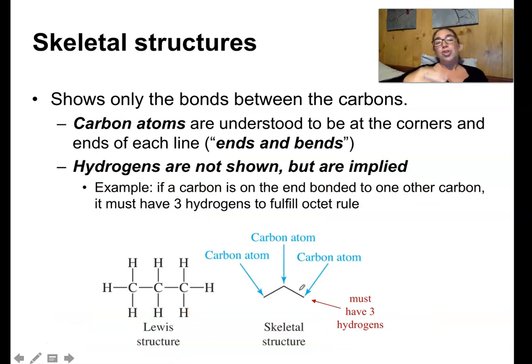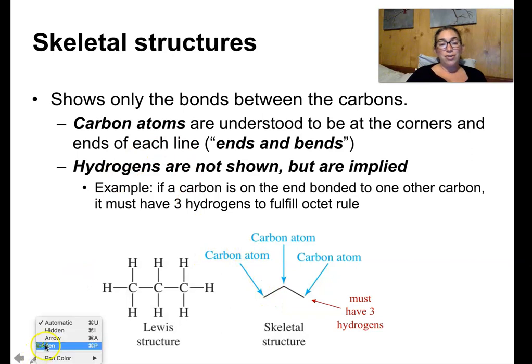So another even shorter hand way to write chemical structures is skeletal structure. And skeletal structure basically makes carbons and hydrogens invisible. So in skeletal structure, hydrogens are not shown at all. They are merely understood to be there. And the carbons are represented by the ends and bends of the lines. So you're just showing the bonds between the carbons here is all you're writing.